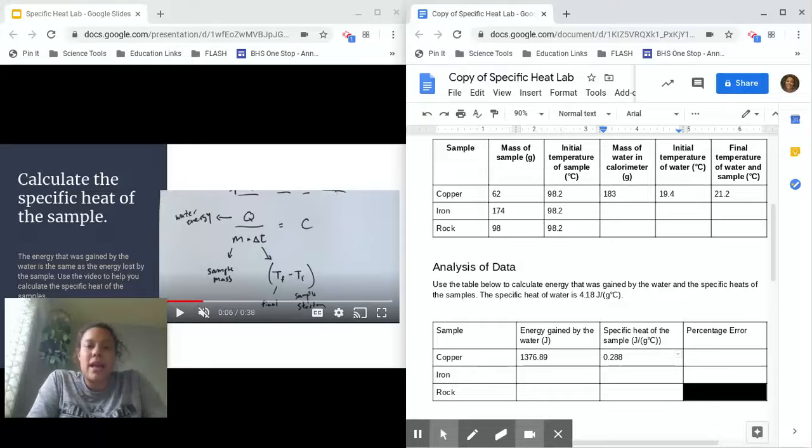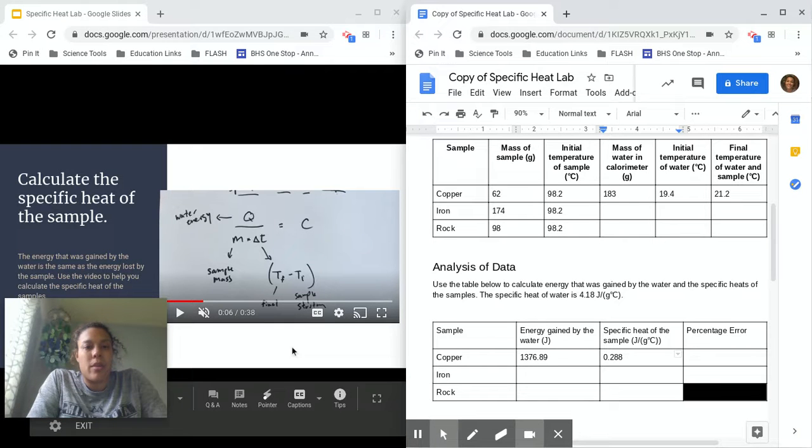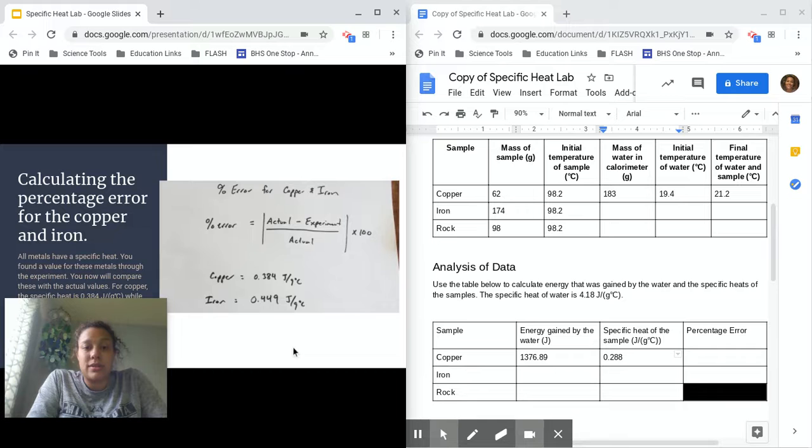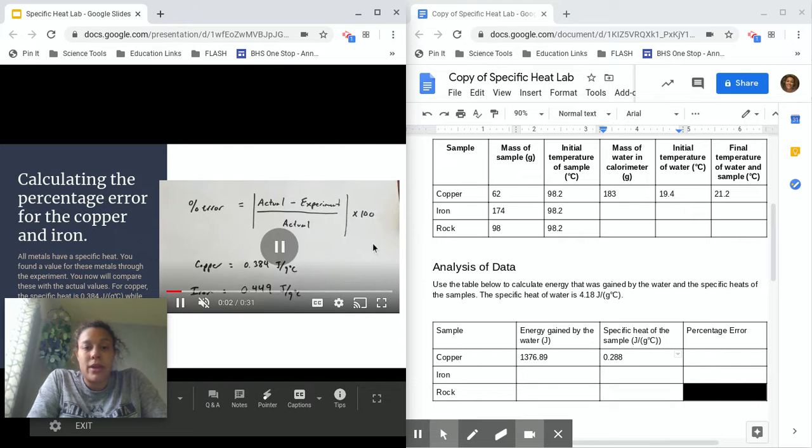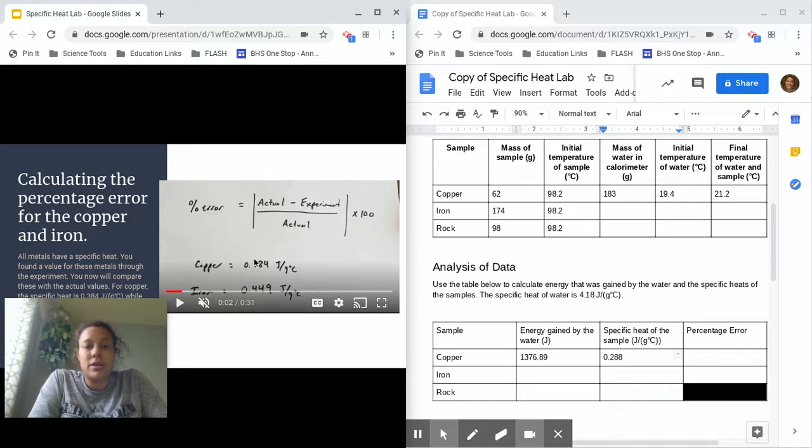Okay. Last but not least is how far off was I from the actual specific heat of copper, since that is a known thing. So if we look at this video again, here we go. I'm going to hide that. It tells us here the actual specific heat of copper is 3.84. What I calculated out to be was 0.288. I want to figure out how far off I was in my experimental calculation to its true value.